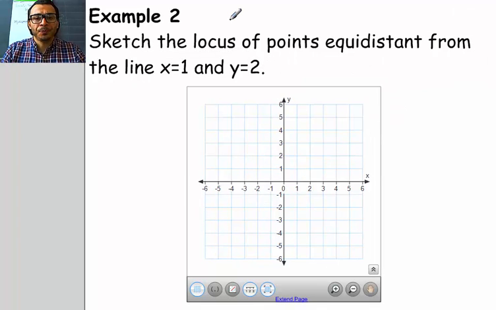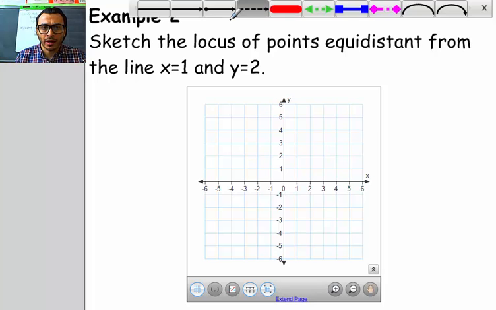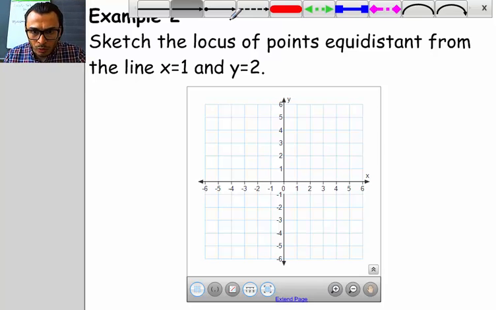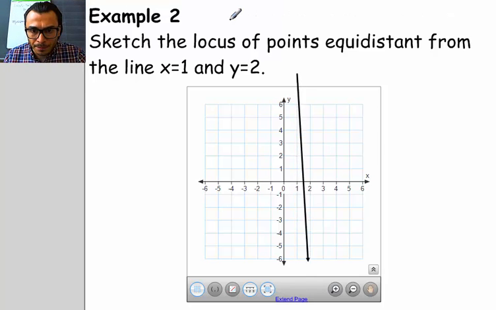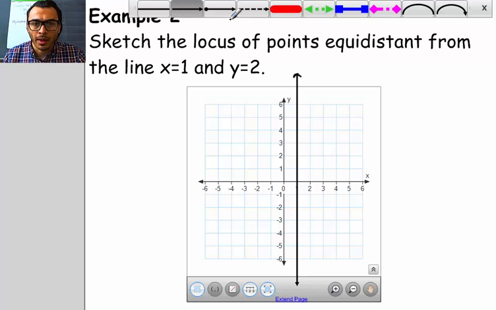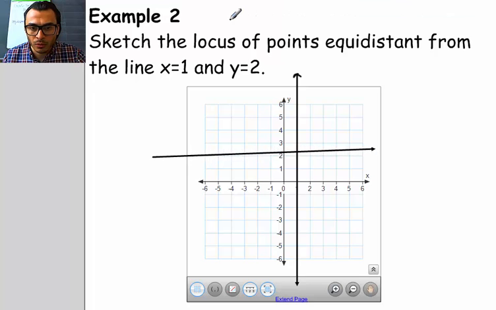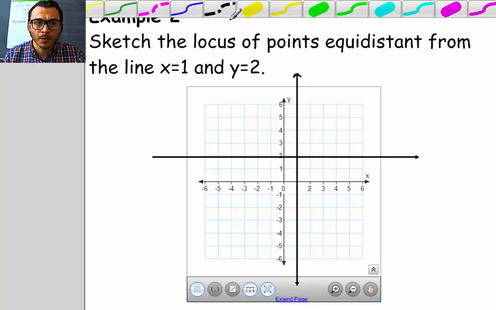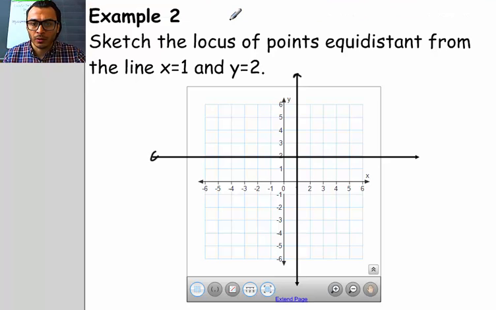Let's try another example. It says sketch the locus of points equidistant from the line x equals 1 and the line y equals 2. So let's go ahead and plot that line. So we got the line x equals 1, looks like this. And we also have the line y equals 2, and that will look like this. And let me just go ahead and label these. So here's the line y equals 2, and here is the line x equals 1. So we have to sketch the angle bisectors. So let's go ahead and do that.